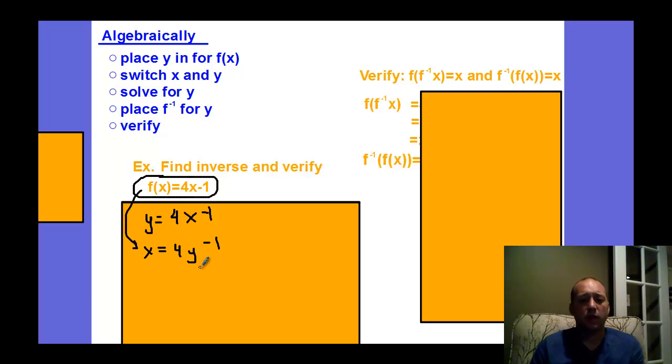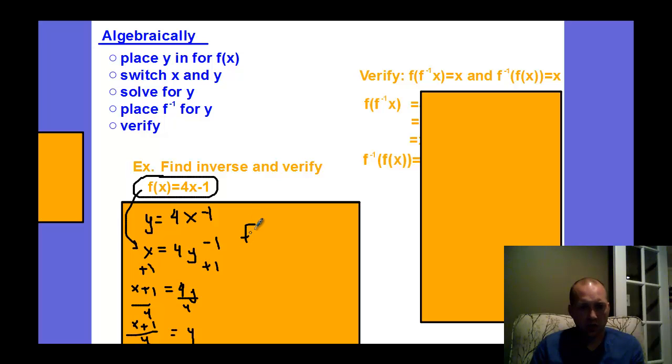So this goes back to your basic algebra skills of how to isolate y. You always want to get rid of the addition and subtraction first. So we end up with x plus 1 equals 4y. And then we still want to divide both sides by 4. So we have y is equal to (x plus 1) over 4.